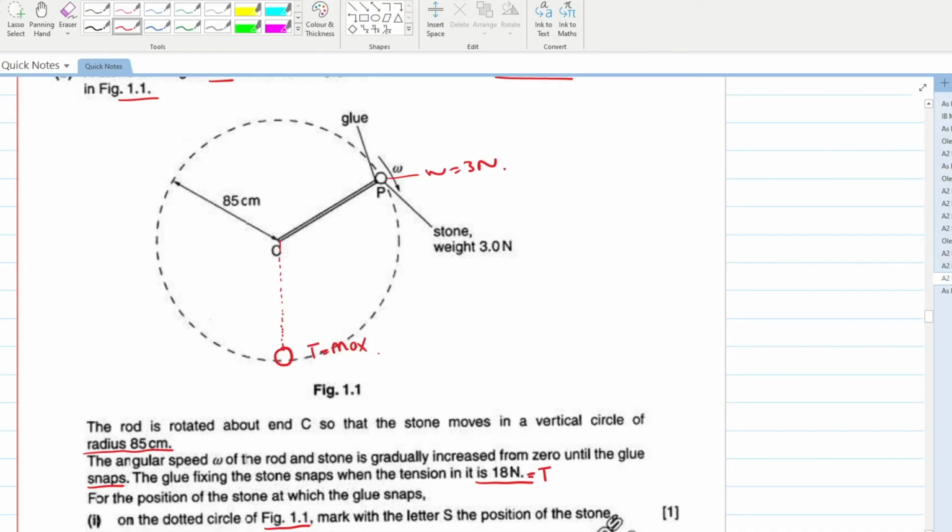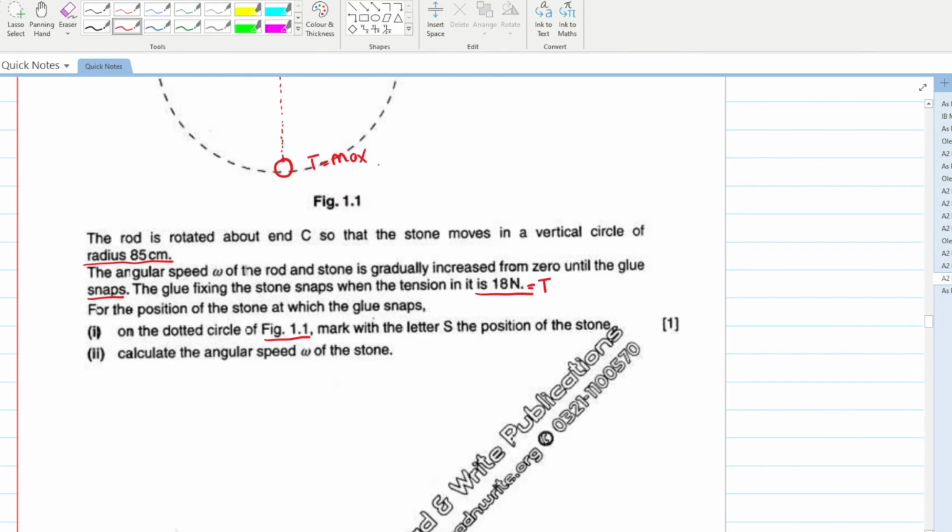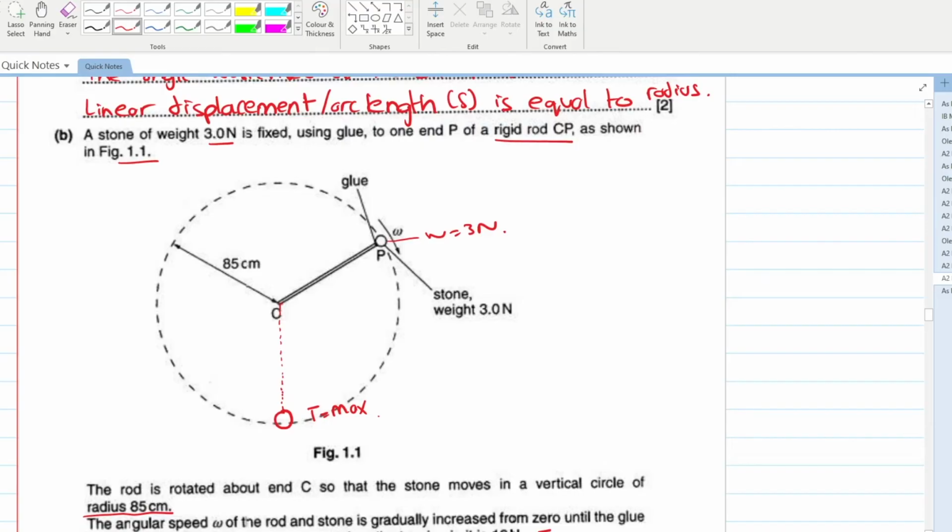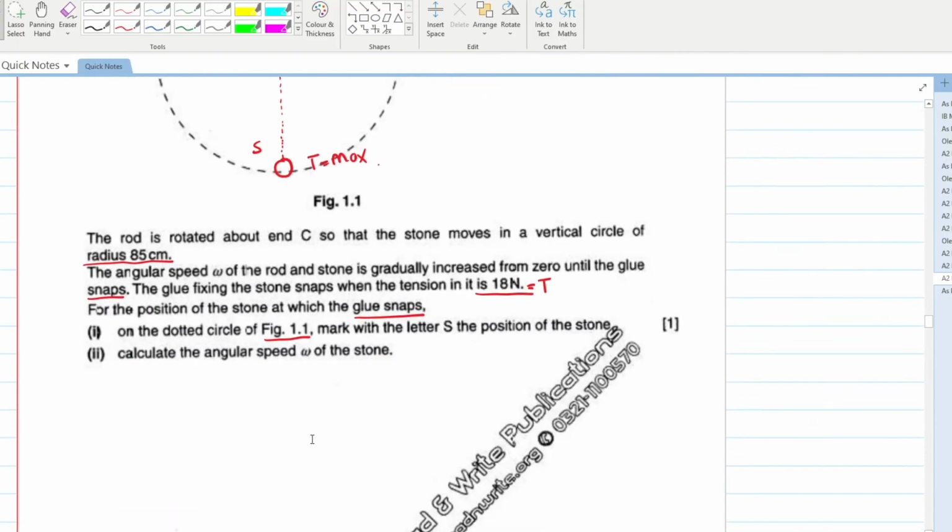Whenever in the examination the examiner says the glue snaps or the string snaps, this will always happen at a position that is exactly below the center, because at this point the tension is maximum. Calculate the angular speed of the stone.